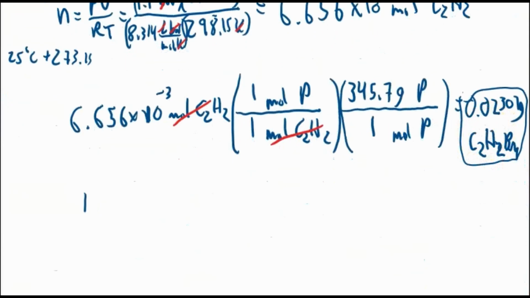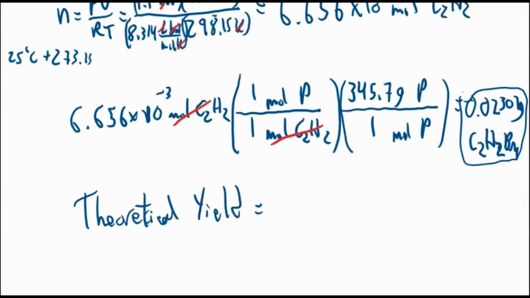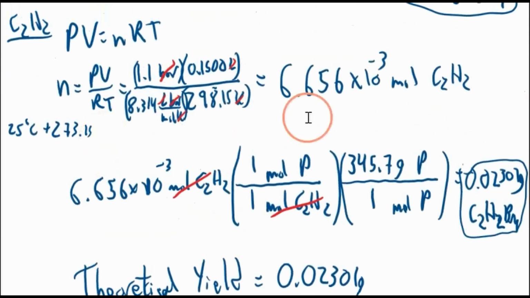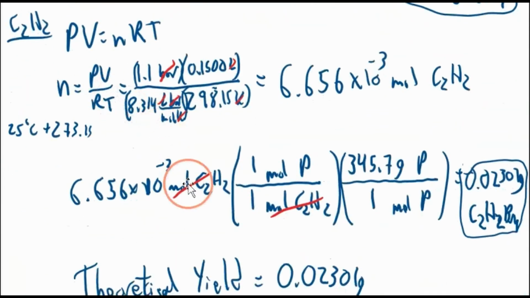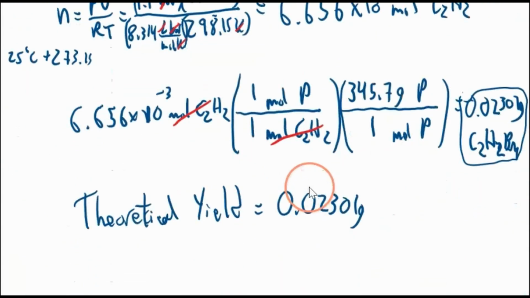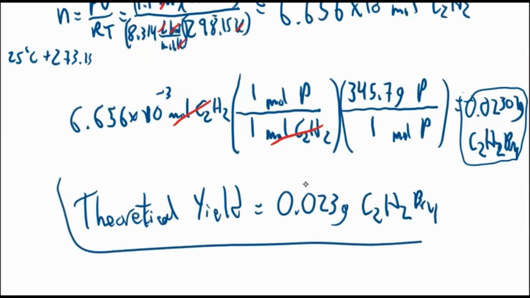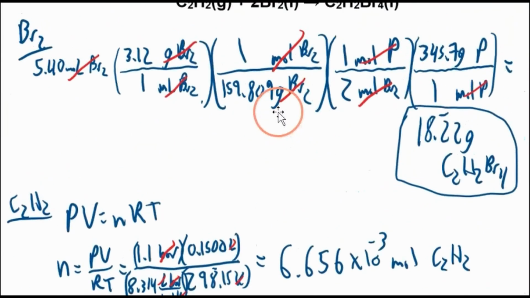So our theoretical yield, I'm sorry if it's messy, equals 0.02301 grams. How many sig figs do we have? We only have 2 sig figs here, so this one doesn't matter. So 0.023 grams of C2H2Br4. Okay, that's our theoretical yield.